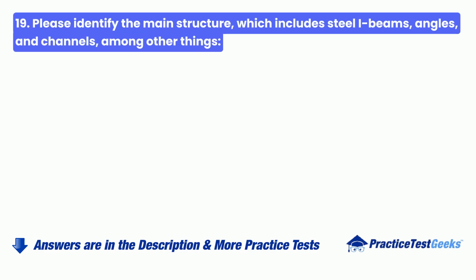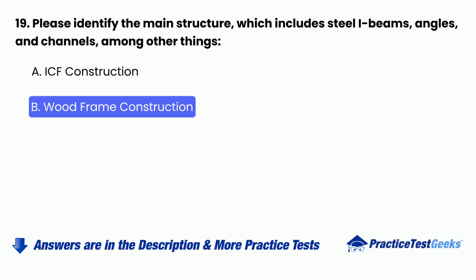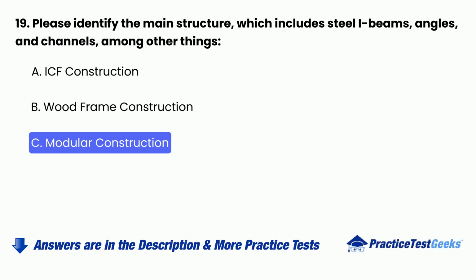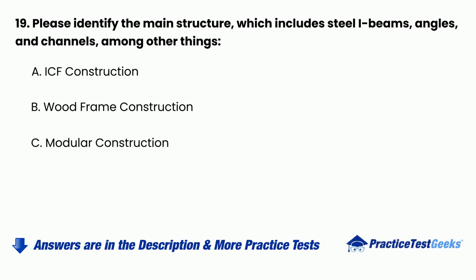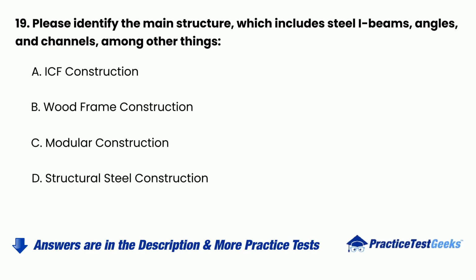(19) Please identify the main structure, which includes steel I-beams, angles, and channels, among other things. A. ICF construction. B. Wood frame construction. C. Modular construction. D. Structural steel construction.